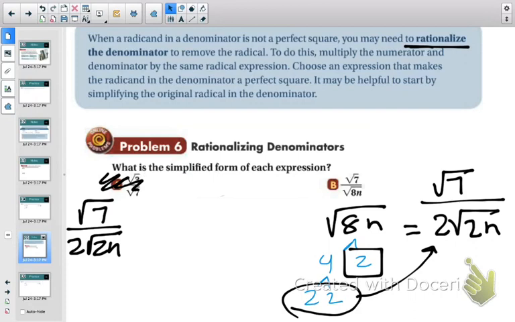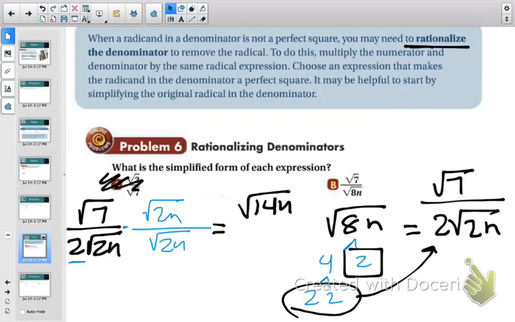And now, again, to rationalize the denominator, you just multiply by the radical on the bottom. So I don't multiply by the whole number 2 here, I'm just multiplying by the square root of 2n on top and bottom. Square root of 2n. Bang, bang. Okay. Now because you're multiplying a radical with a radical, we can just multiply the insides. So we get square root of 14n over, we still have our whole number 2.